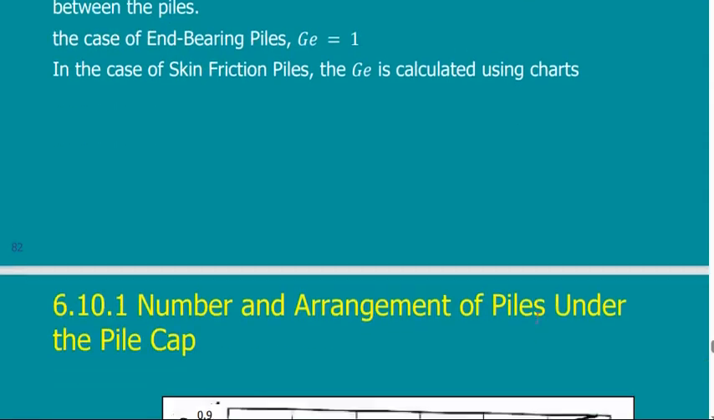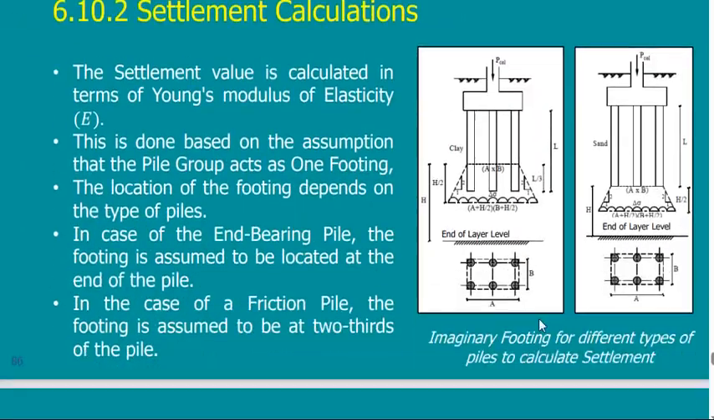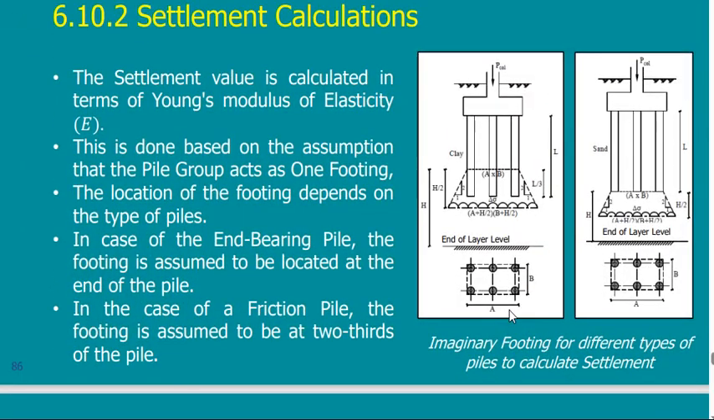Now we'll go to the third type, or the fourth type of questions or problems, which is very important, the settlement of the pile groups. Now you can calculate the capacity of each pile, and you can calculate the capacity of the group based on the efficiency of the group. But this is a capacity. What about the settlement? Settlement is very important. How to calculate the settlement?